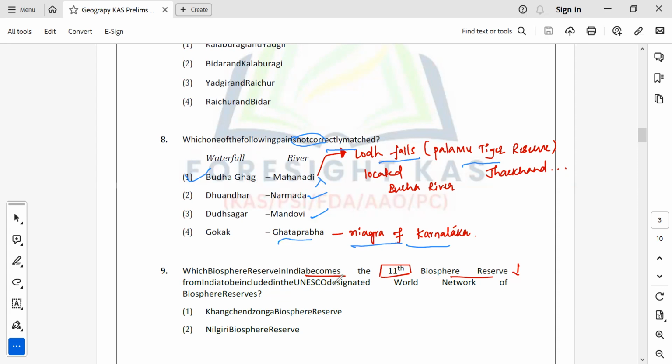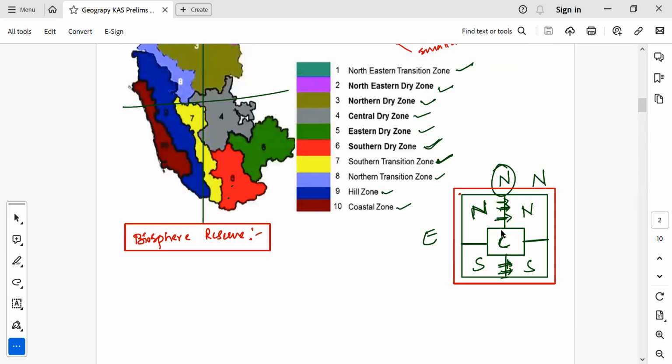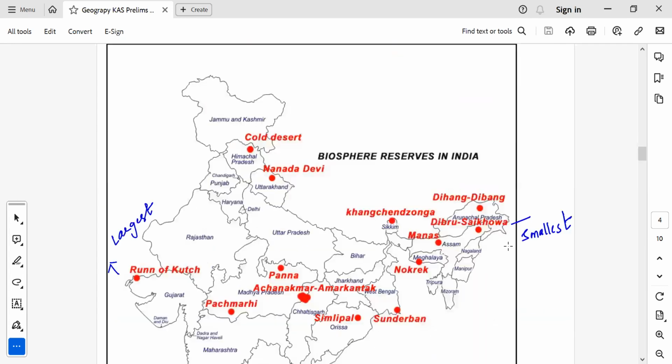Which of the following is then again a biosphere reserve in India? 11th biosphere reserve. Currently we have 18 biosphere reserves. Remember, these are very important. We'll see through a diagram what the biosphere reserves are. And one more important, this would be an expected topic in the upcoming exams conducted by KPSC.